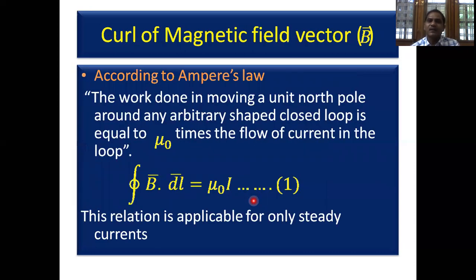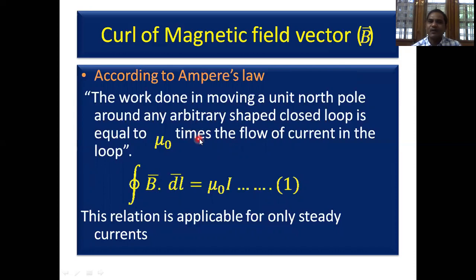Okay. The next concept is the curl of the magnetic field vector B bar. According to Ampere's law, the work done in moving a unit north pole around any arbitrary shaped closed loop is equal to mu naught times the flow of current in the loop.